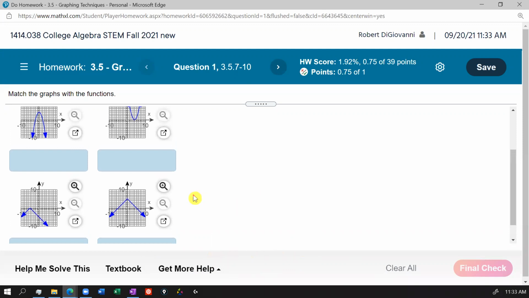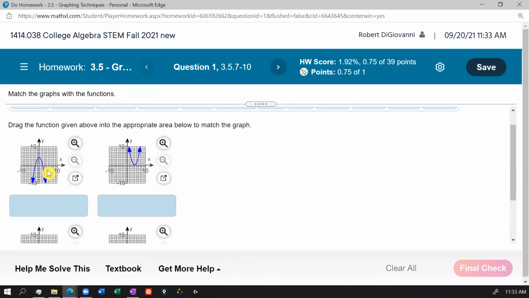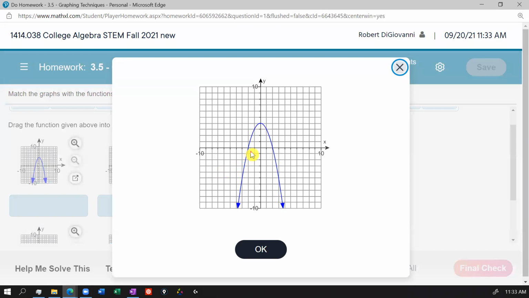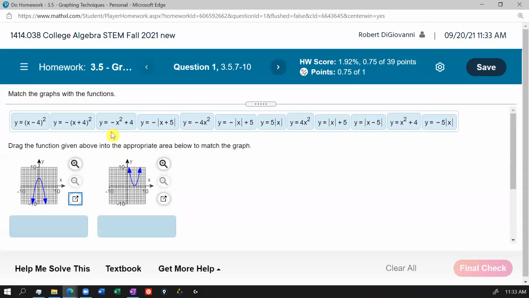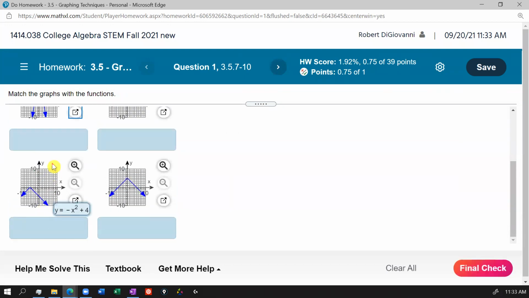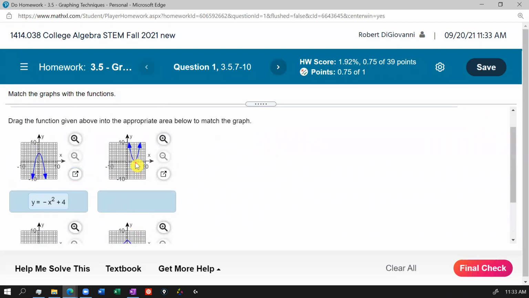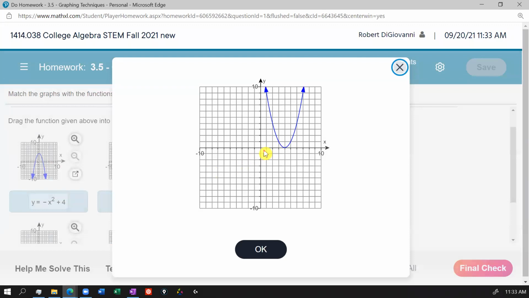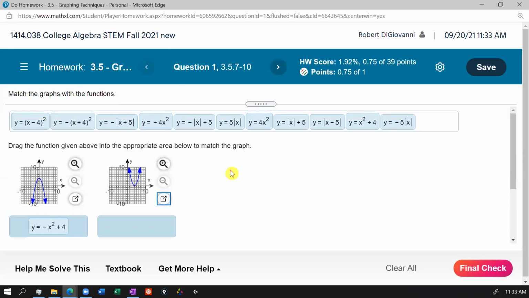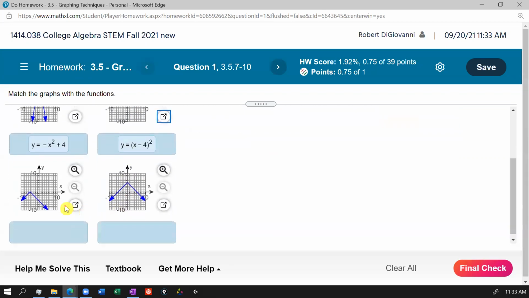Okay, let's do this one. So this one here, parabola, 1, 2, 3, 4 units up. It's been reflected over, so a negative in front and moved up 4. Oops. There we go. This one, it's moved to the right, 1, 2, 3, 4 to the right. So I should be subtracting 4 inside the function. It's a parabola also. Subtract 4 inside the function.